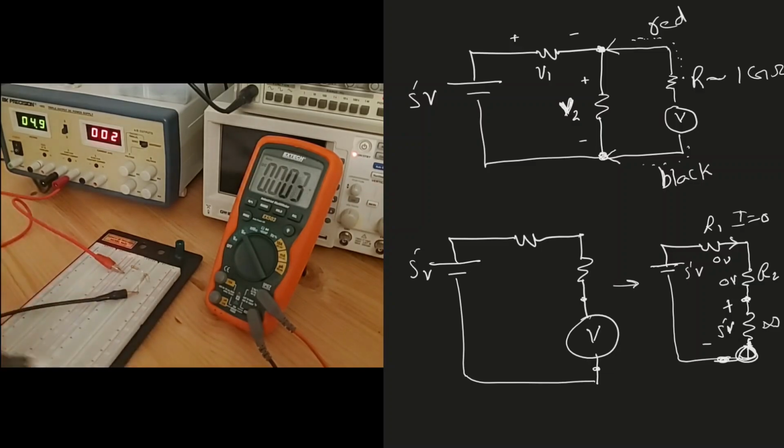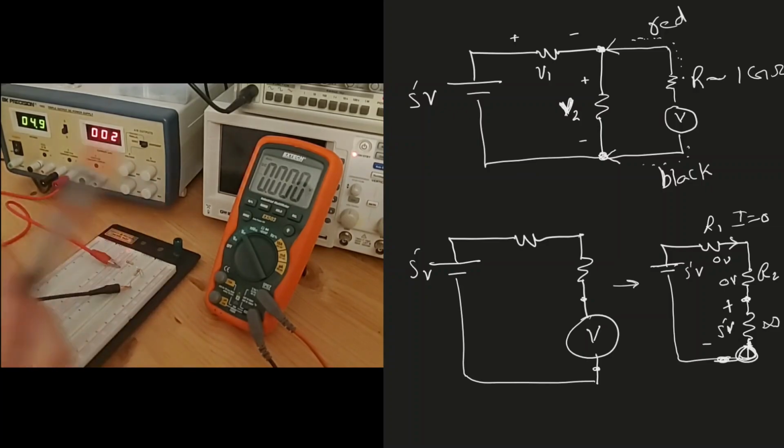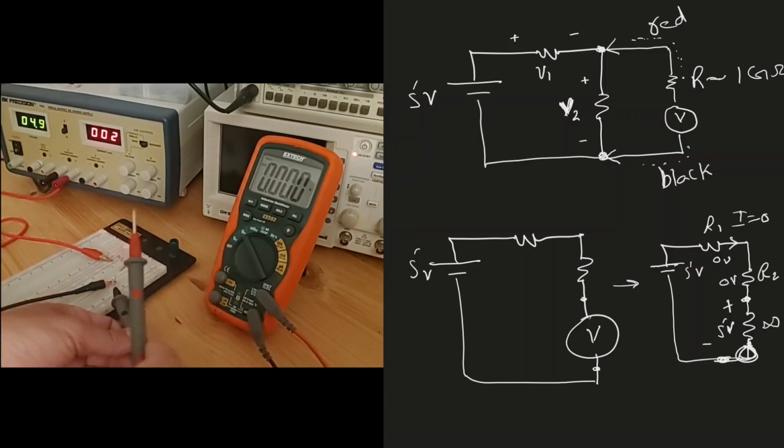Now, if I want to measure the voltage across R2, which is this one, we should expect it to be half of 5 volts, so we should measure 2.5 volts. I will connect one probe on one side of this resistor and the other probe on the other side. Now my multimeter is in parallel with the resistor, and the voltage on the meter is 2.5 volts. This is correct. This is the voltage across R2.